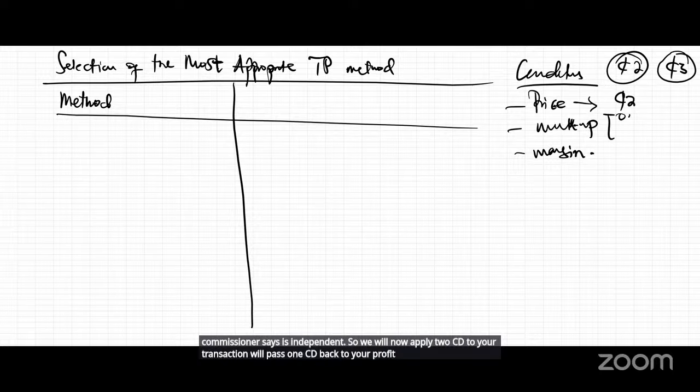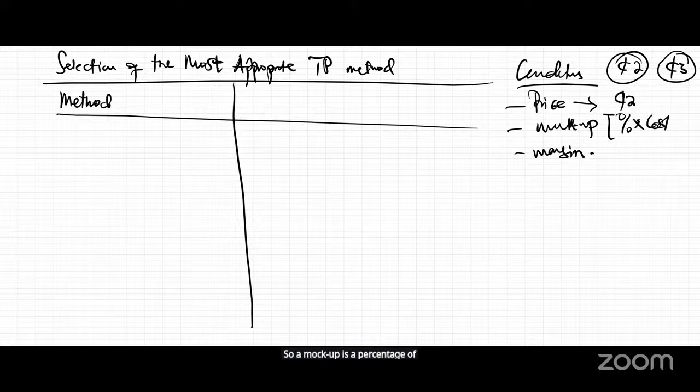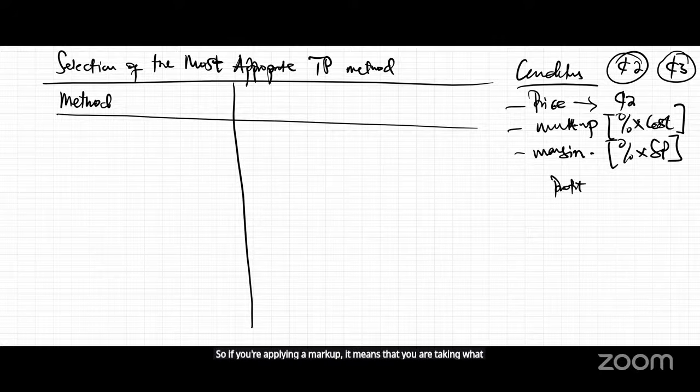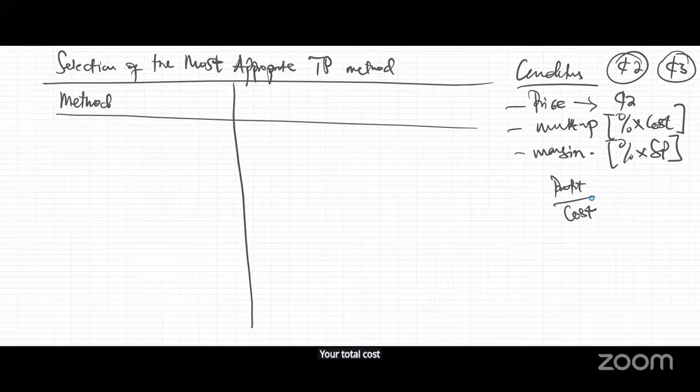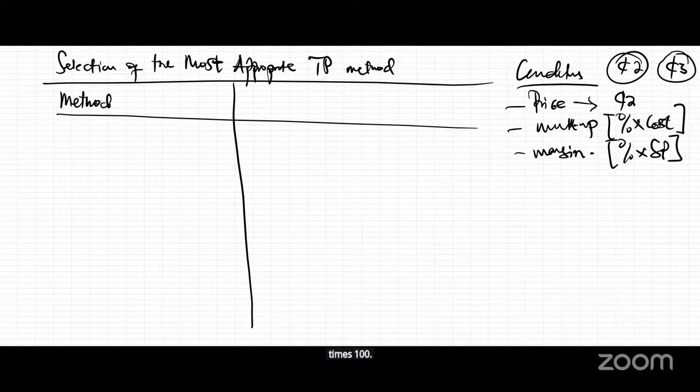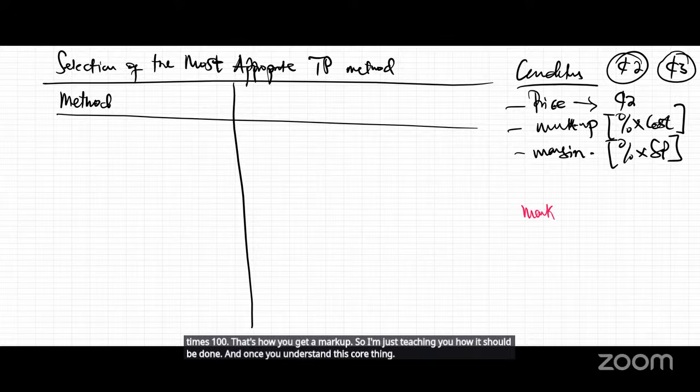So a markup is a percentage of cost. Do you understand? A margin is a percentage of selling price. So if you're applying a markup, it means that you are taking some sort of profit over what? Your total cost. I get 10 times 100. That's how you get a markup. So I'm just teaching you how it should be done. And once you understand this core thing, the thing will become so simple, right?